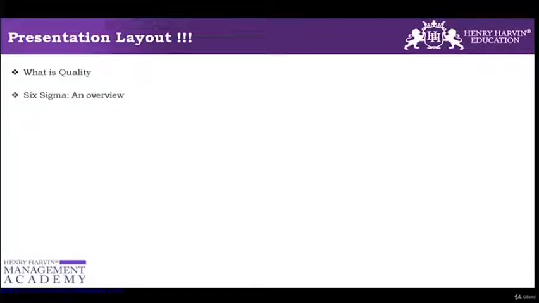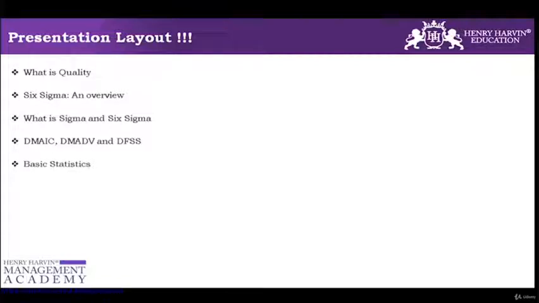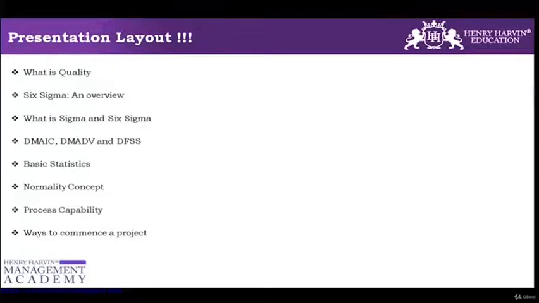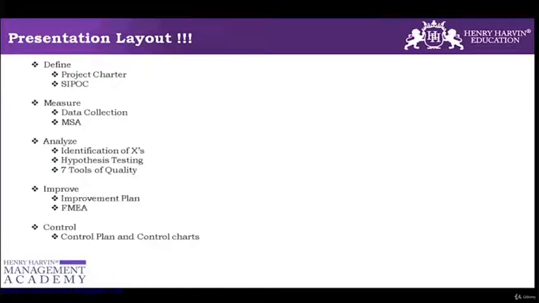We'll talk about what is quality, Six Sigma as an overview, what is Sigma and what is Six Sigma. There are different methodologies used in Six Sigma like DMAIC, DMADV, and DFSS. We will also cover basic stats, which is very important, because in the black belt training we need to understand those basic concepts. That's the reason we have basic stats. We will have the normality concept as well, the process capability, ways to commence a project, and we have define, measure, analyze, improve, and control. So these are the very high level details that we have mentioned here.